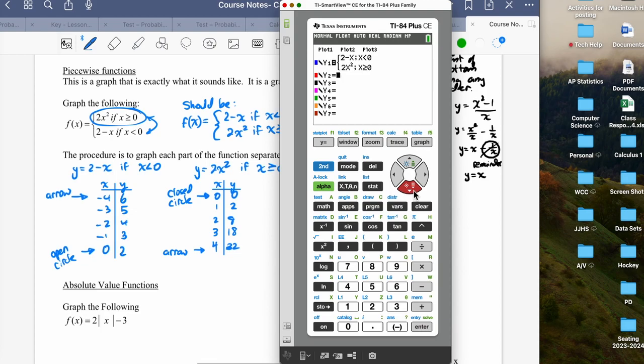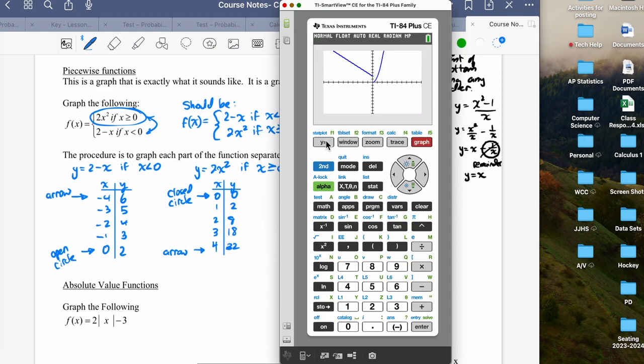See if that works, right? Okay, moment of truth. Oh, thank you. That's beautiful. I put in my function. I mean, it's not giving you the open and closed circles, but at least it gives you the shape. It gives you a good idea of domain windows and things like that. So, yeah.